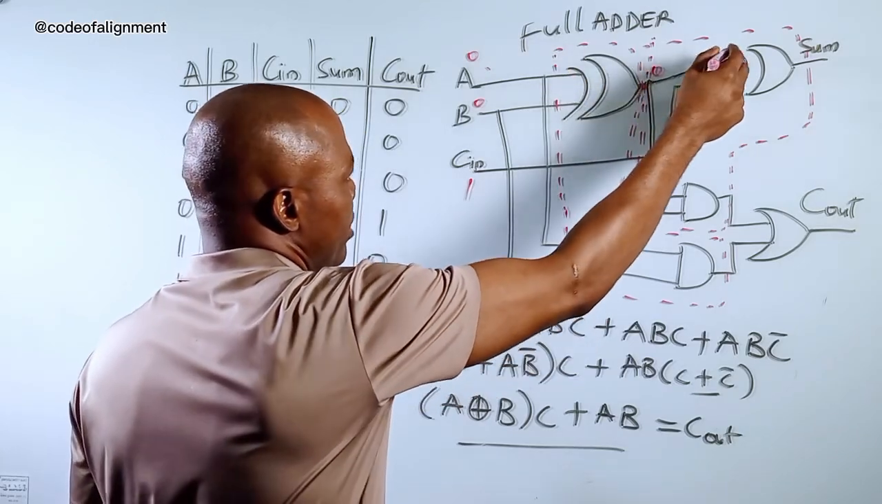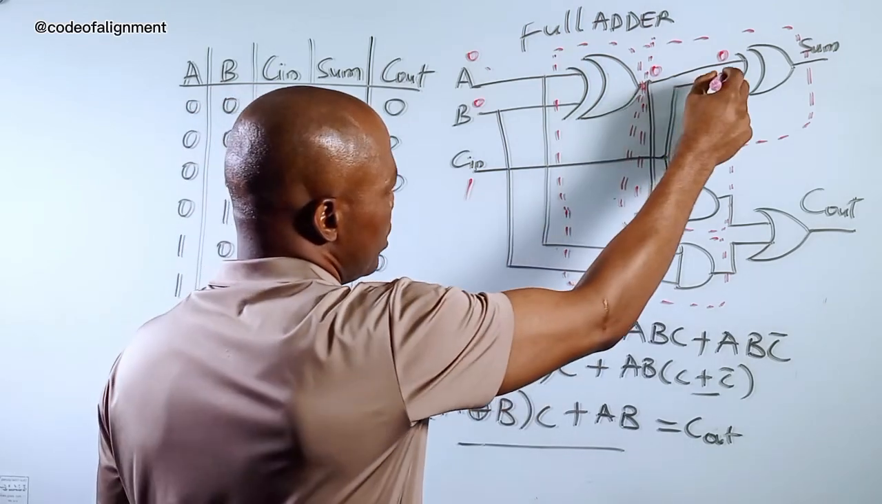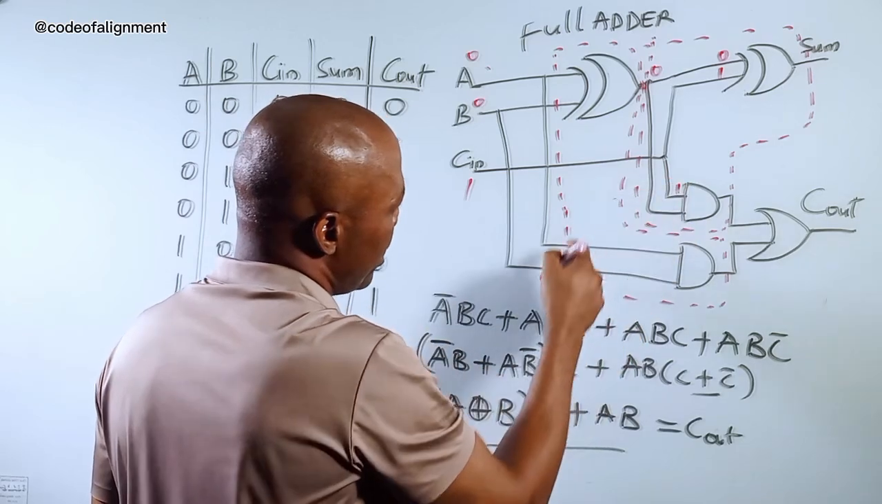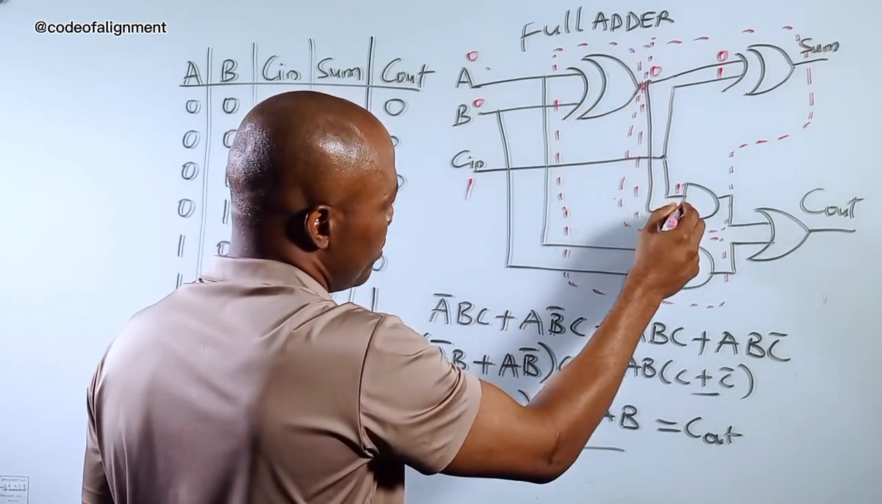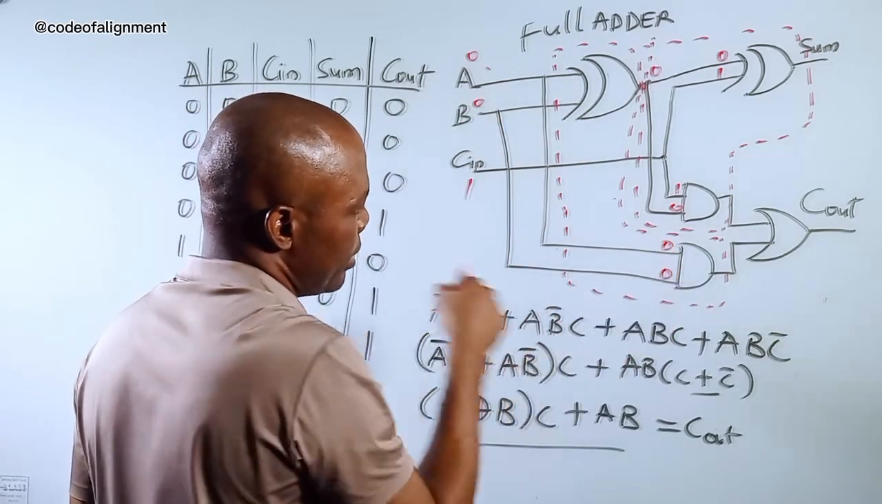So if the output here is 0, it means that the input here is 0. Then this one is 1 going here, so this is 1. Then this one will come here. So if this is 0, it means this place is 0. Now this is 0, this is 0, right?